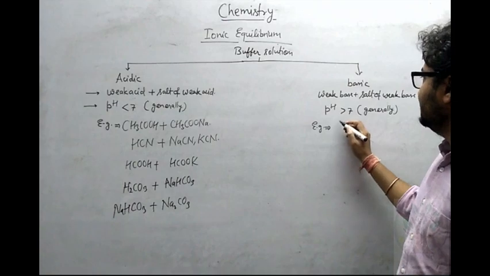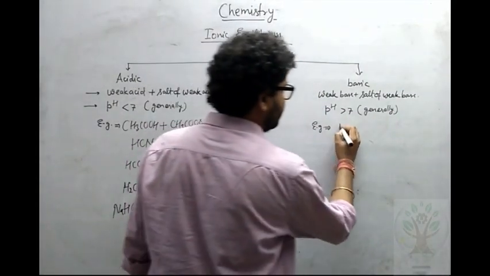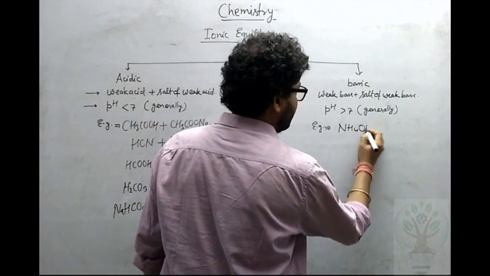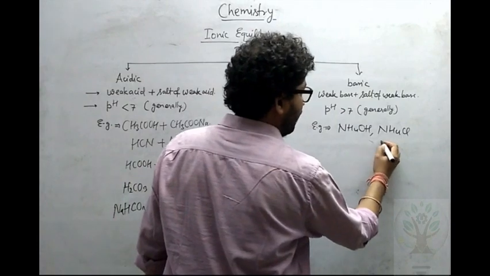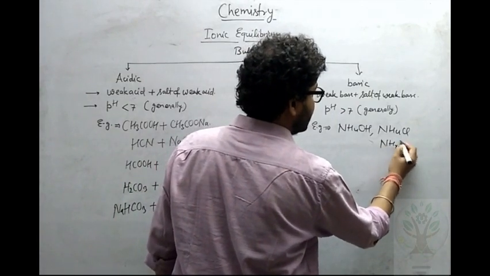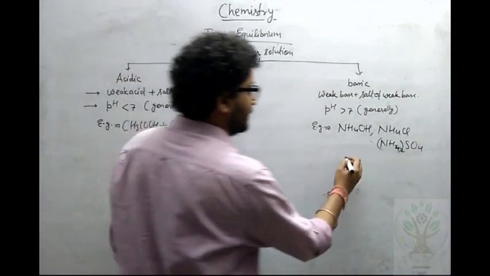Now let's see here. What will be the example here? Let's say weak base. Take a name of weak base. Let's say NH4OH. What will be salt? NH4Cl. Or you can have (NH4)2SO4 as well. Okay, like that.